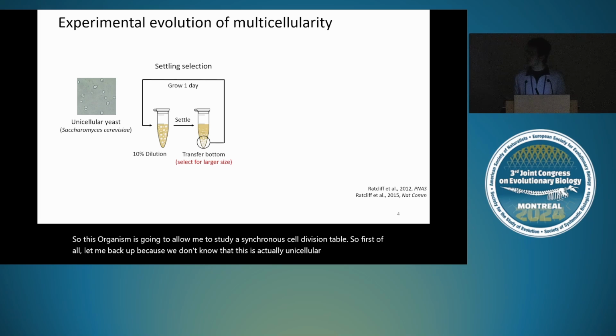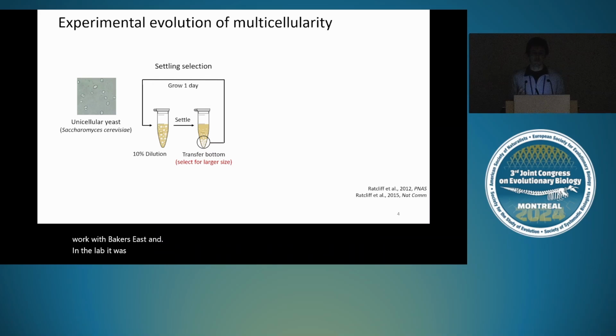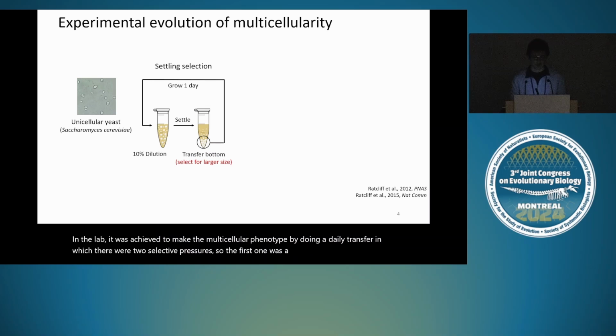In the lab, we work with Baker's yeast, and the multicellular phenotype was achieved by doing a daily transfer in which there were two selective pressures. The first one was a selection for faster growth rate, by performing a 10% dilution. The second one was a settling selection, in which they were selected for a larger size, and only the bottom of the tube was transferred to the next growth cycle.